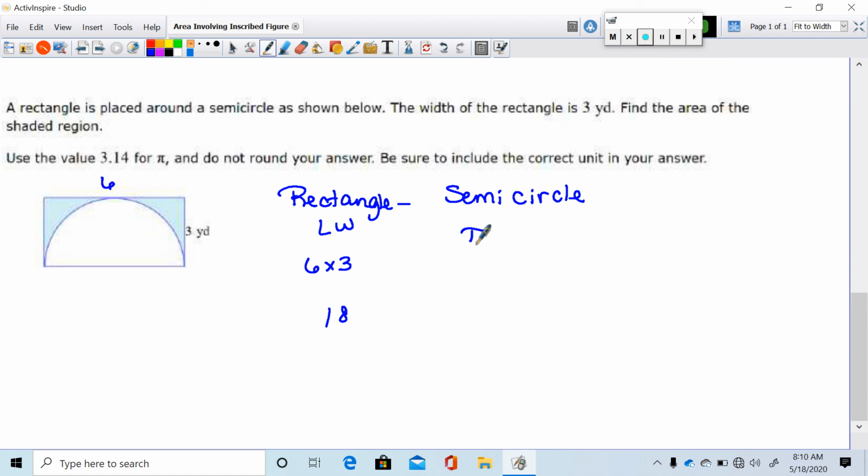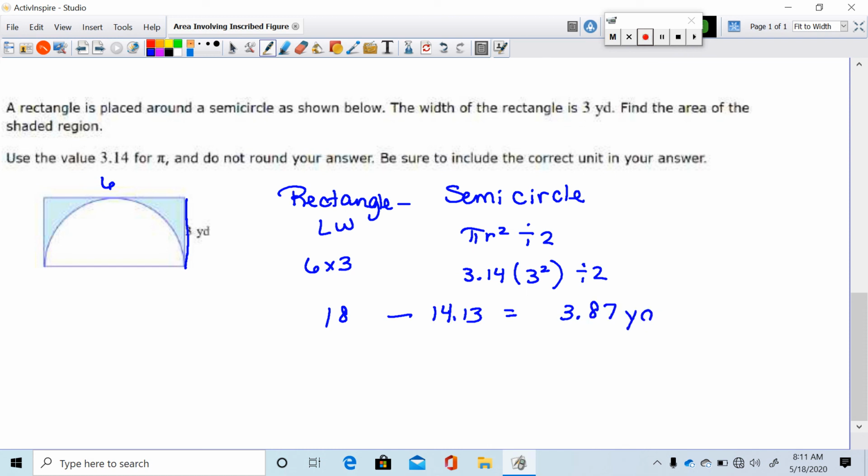The area of a circle is pi r squared, but because it's a semicircle, you have to divide by 2. So they told you to use 3.14 for pi. The radius is the same as the width if it's a semicircle inscribed. So that's 3 squared. And then you divide by 2. So 3.14 times 9 divided by 2 is 14.13. You subtract those for a final answer of 3.87 yards squared.